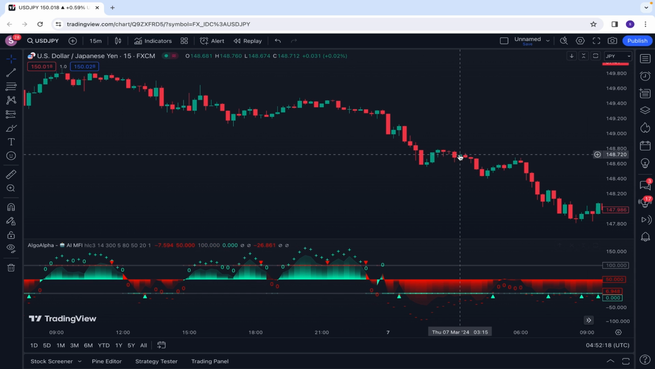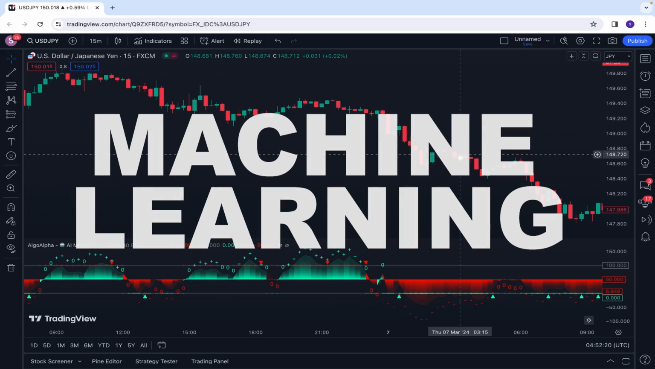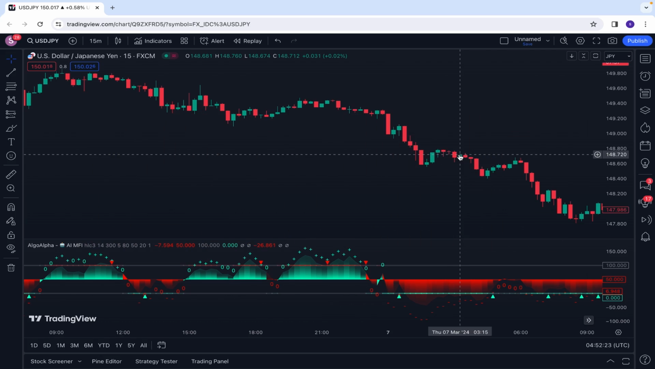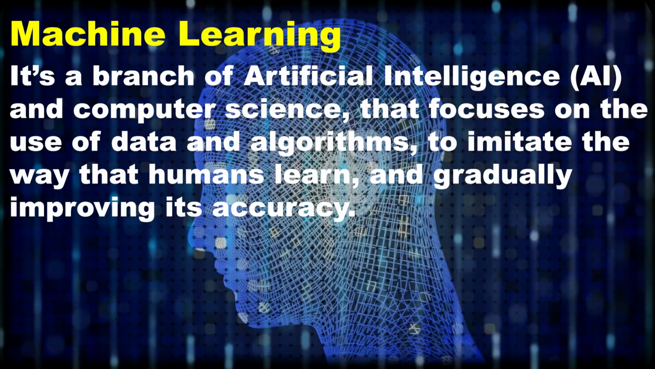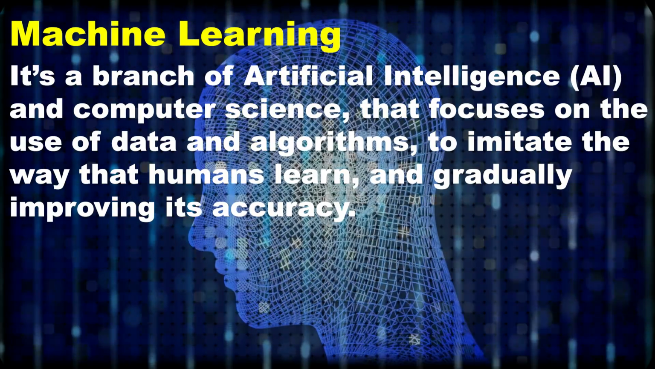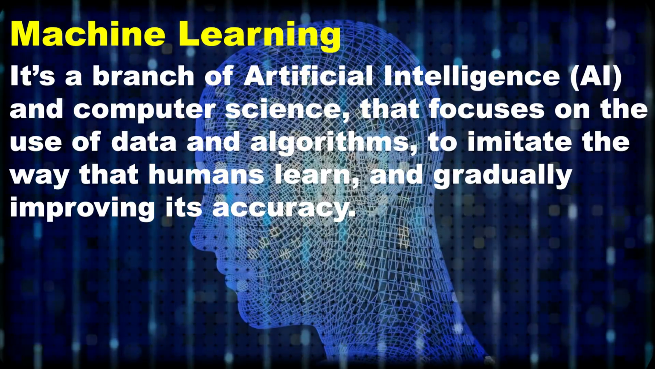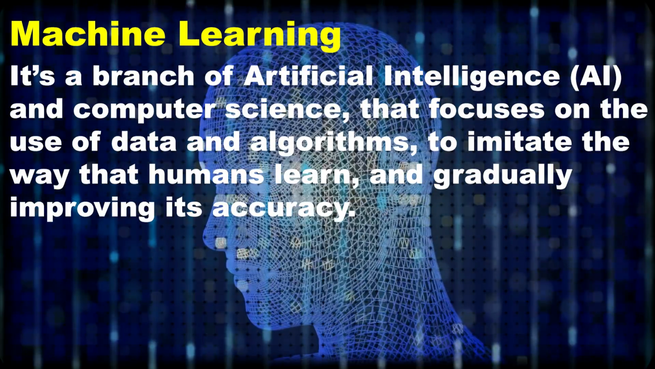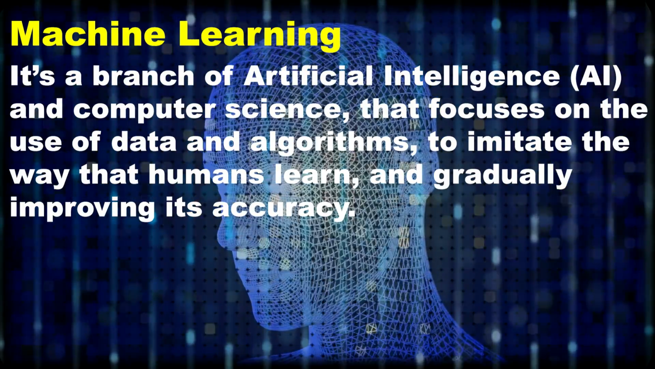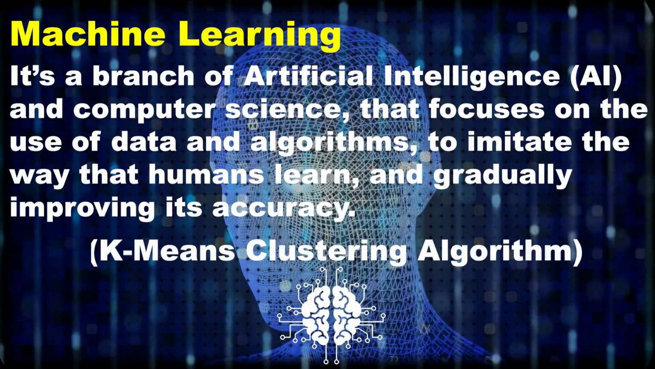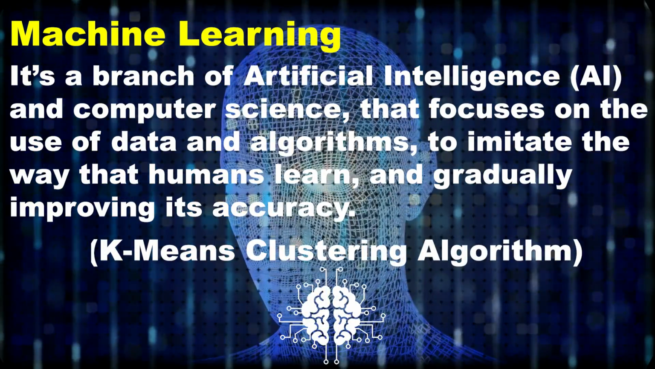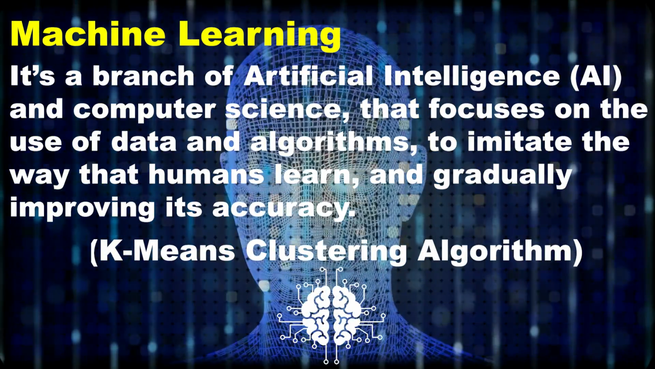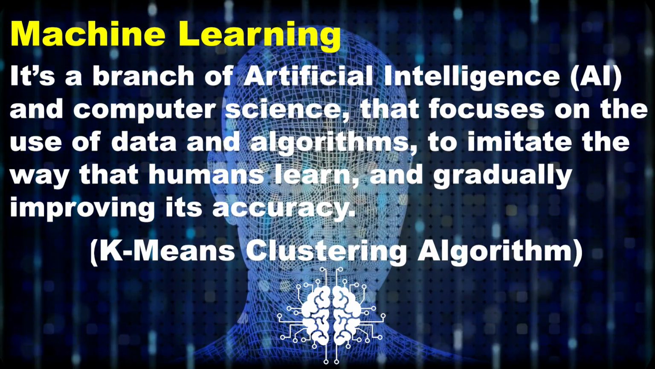This indicator is built based on a machine learning algorithm. In case you don't know what machine learning is, it's a branch of artificial intelligence and computer science that focuses on the use of data and algorithms to imitate the way that humans learn, gradually improving its accuracy. This indicator uses a special algorithm called k-means clustering, and by combining it with traditional money flow index analysis, it makes it adaptive to the market condition.